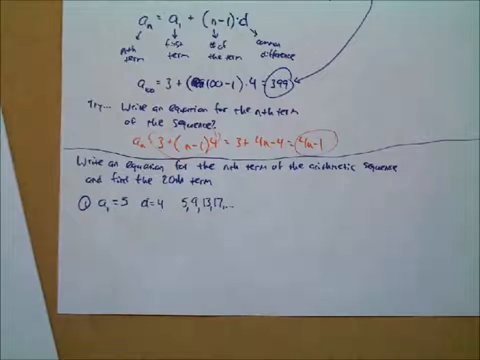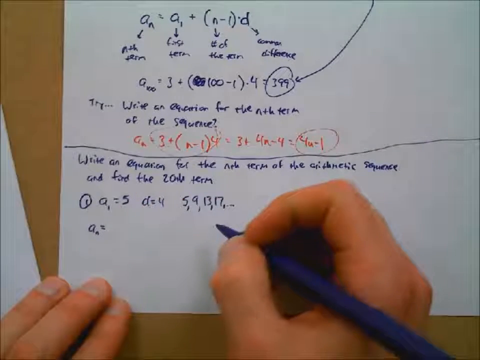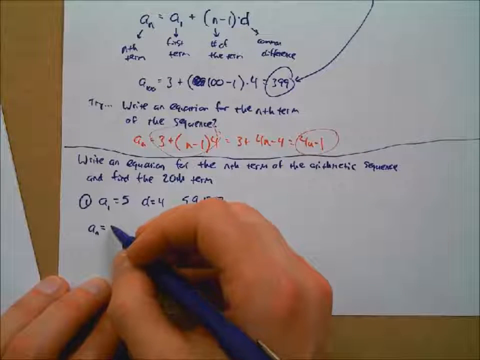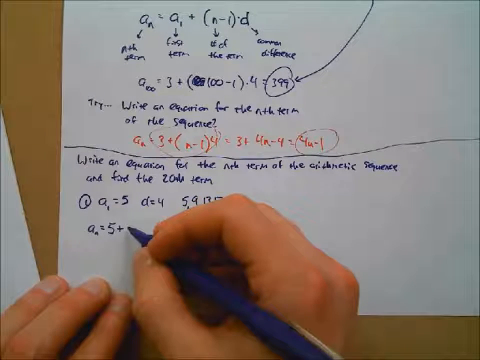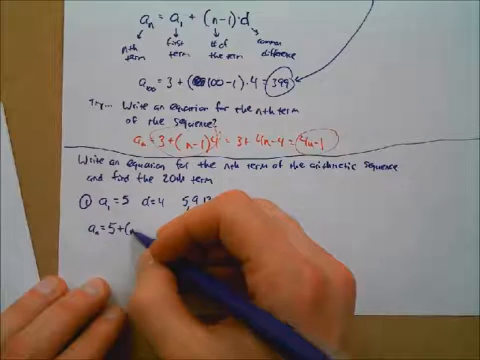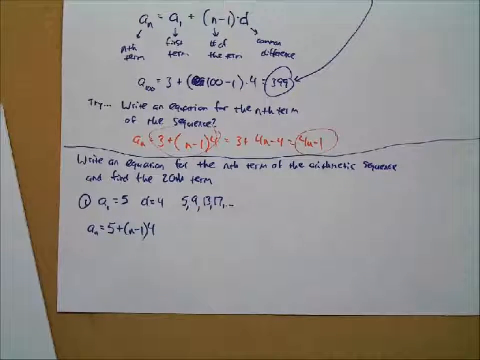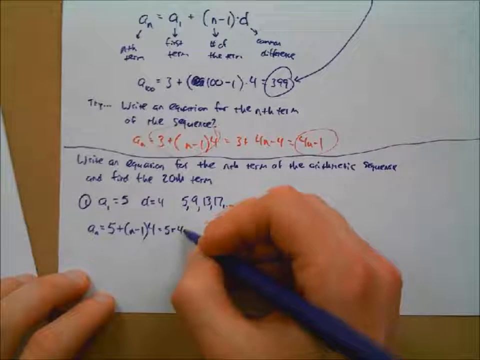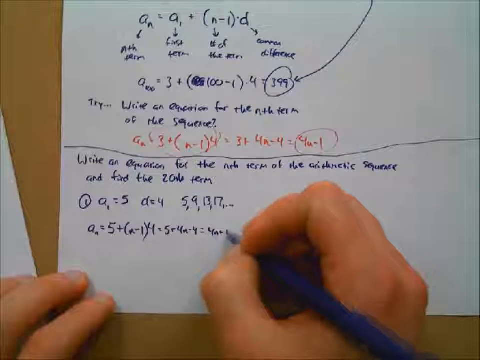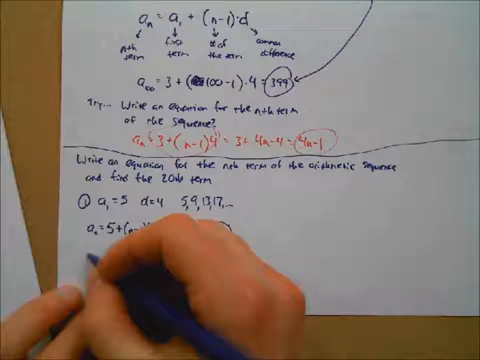Okay, let's write then the equation for the nth term. So the nth term will be equal to what? Okay, 5 plus n minus 1 times 4, the common difference. There it is. And if we distribute and simplify there, you're going to get 5 plus 4n minus 4, or 4n plus 1. So there's our formula.